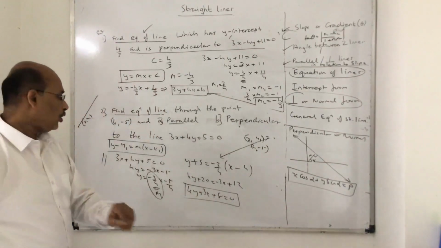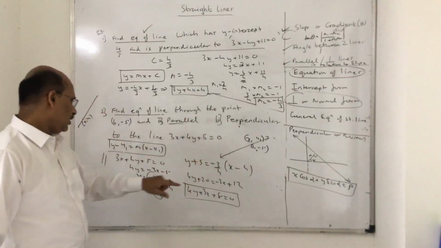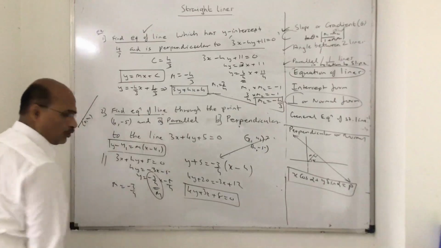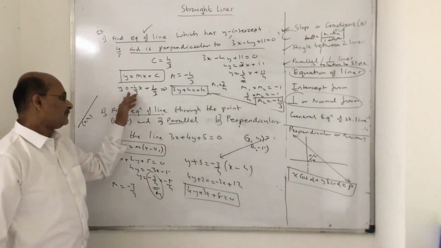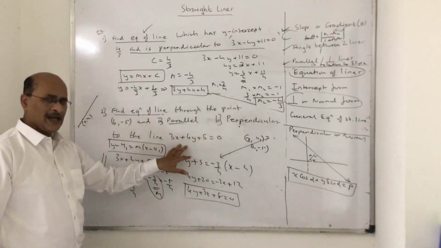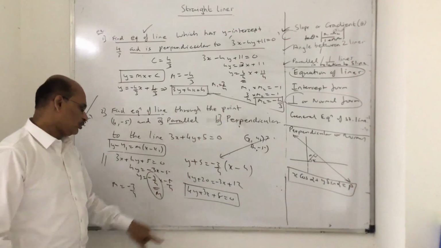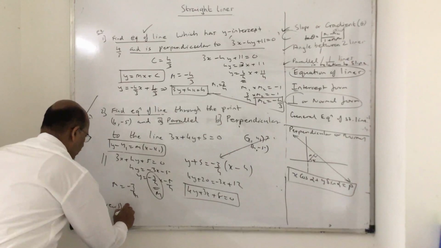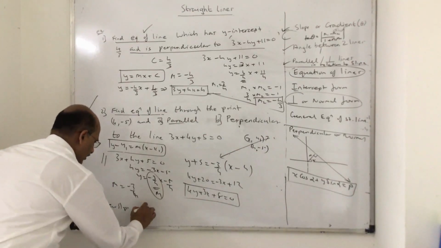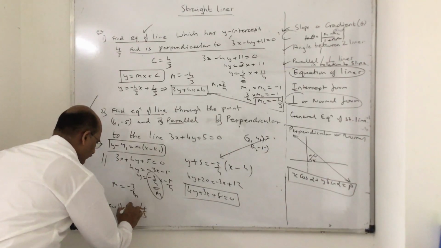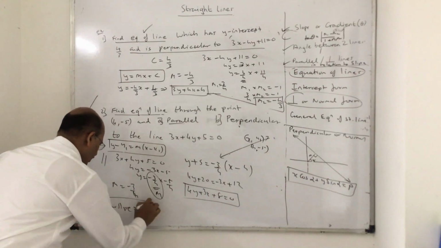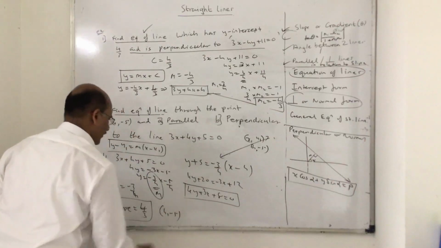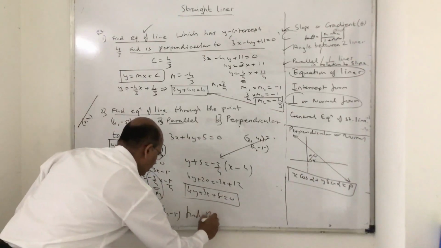Now can you do the next question on your own? Perpendicular. Here you took the slope as minus 3 by 4. But if this line is perpendicular to this line, the new slope will be reverse and opposite, that is 4 upon 3. Use this and x1, y1 and find the other line.